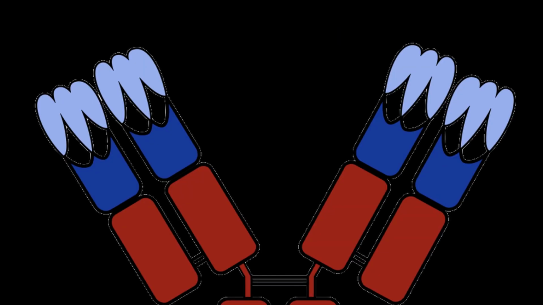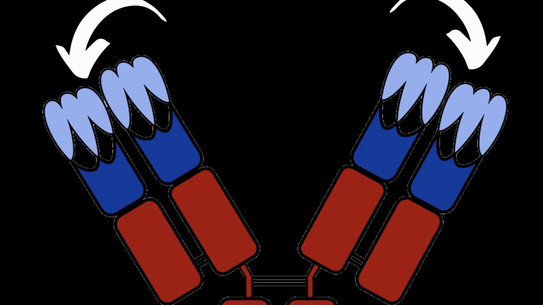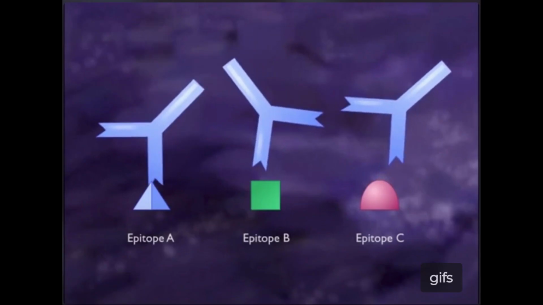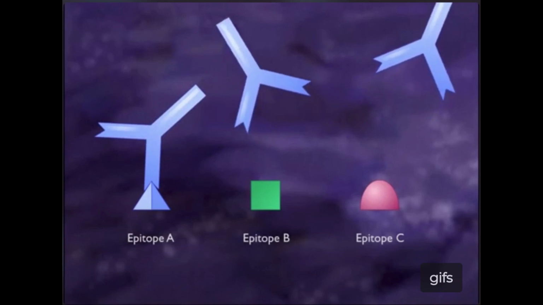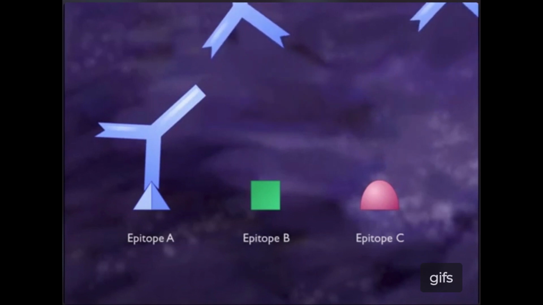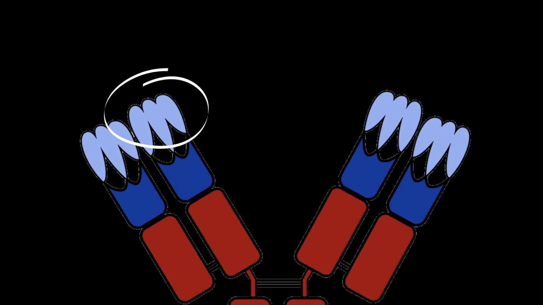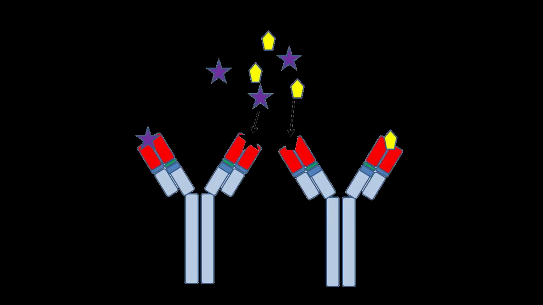First up, the FAB region. This is where the variable region of the antibody is located. Ideally, this is what you will have bind your target antigen on your cells. The variable region is made up of three complementarity determining regions, or CDRs. This is the part that varies between different antibodies and gives the antibodies their specific specificities.